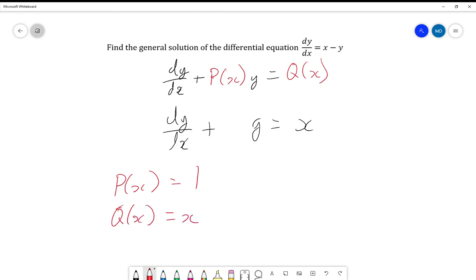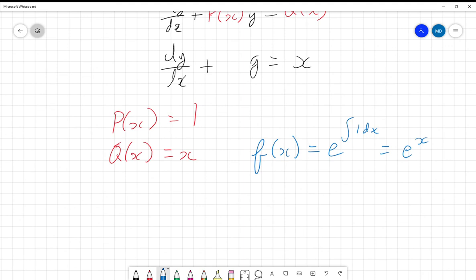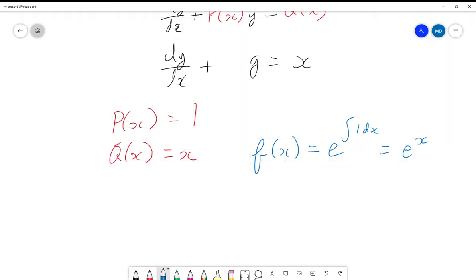So p of x is 1. So my integrating factor, f of x, is going to be equal to e to the integral of 1 dx, which was very nicely just e to the x. Didn't take a lot to work out our integral. We get our integrating factor of e to the x, and so to solve this, we are solving e to the x dy by dx plus e to the x y is equal to x e to the x.